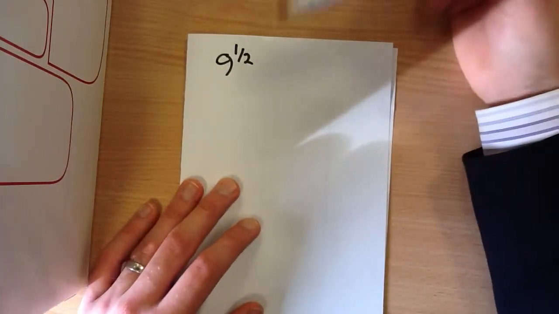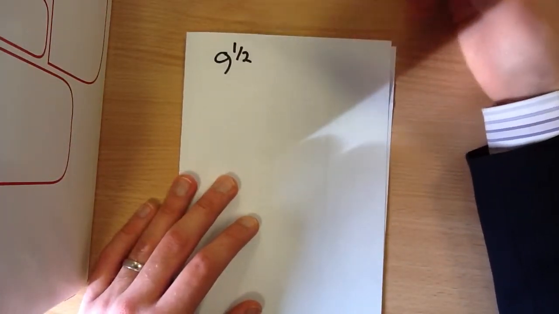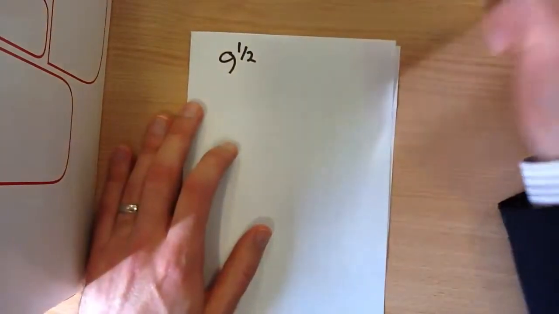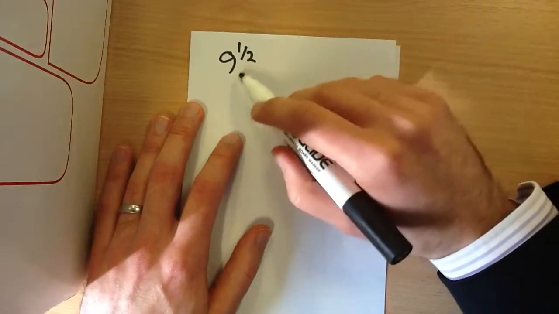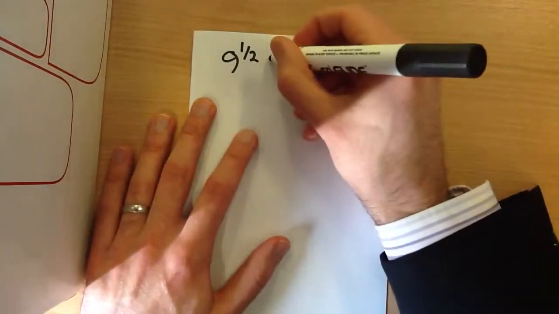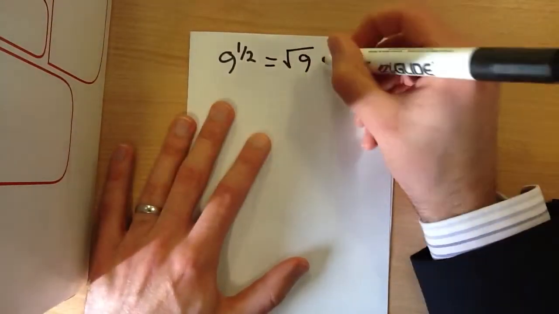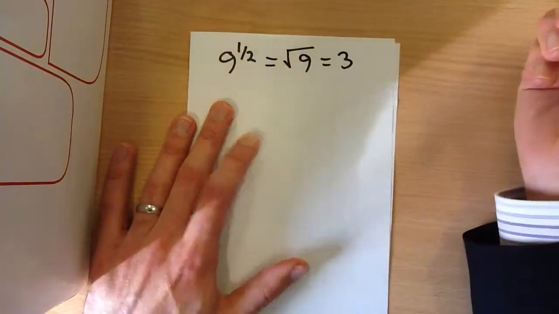This video is going to be about how you solve questions with indices when the power is a fraction. First of all, just a reminder, if you see the power half, that means square root. So 9 to the power half is the same as asking you what's the square root of 9. The answer to that, of course, is 3.